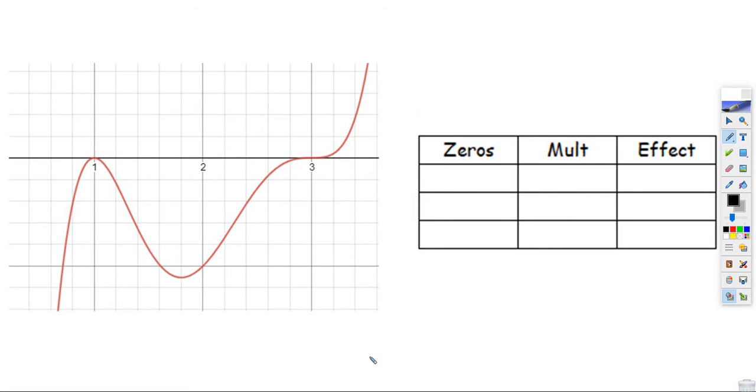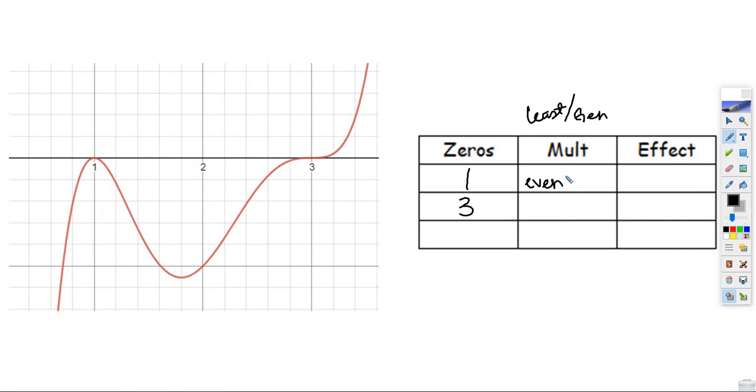Okay? Now the same idea can be applied to a graph. We're going to assume the multiplicity is the least, and we can write a general equation as well. I'm going to explain that in just a second. So let's look at our zeros first. I know I have a 0 at 1, and I have a 0 at 3. Now I see I have that bounce, so I know that in general, that is an even multiplicity.